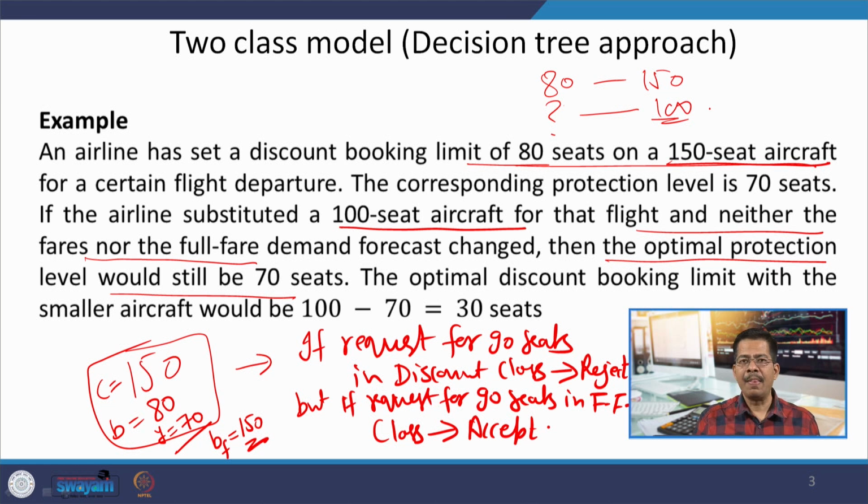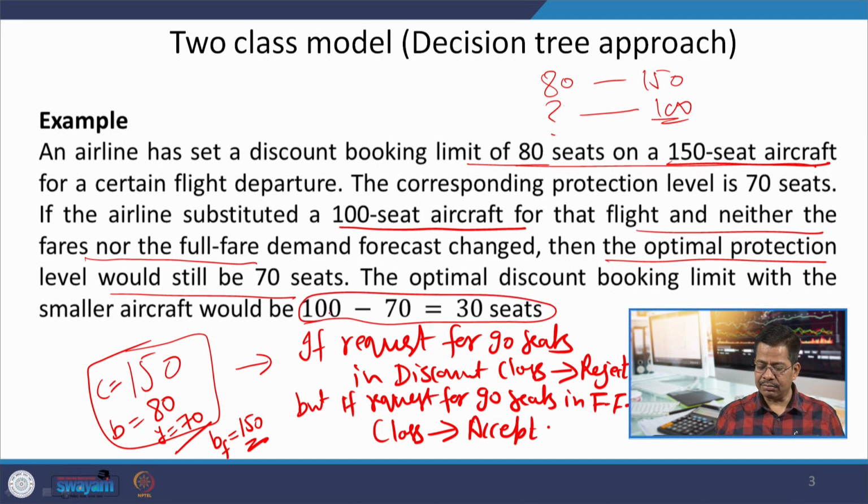But since it is a situation of revenue optimization, revenue maximization, we will keep our protection level in this case also equivalent to 70. Therefore, the booking limit for discounted fare will come to 30 seats. Earlier the booking limit for the discounted class was 80 seats. Now, the booking limit for the discounted class will be 30 seats. 70 seats you will still keep for your full fare.